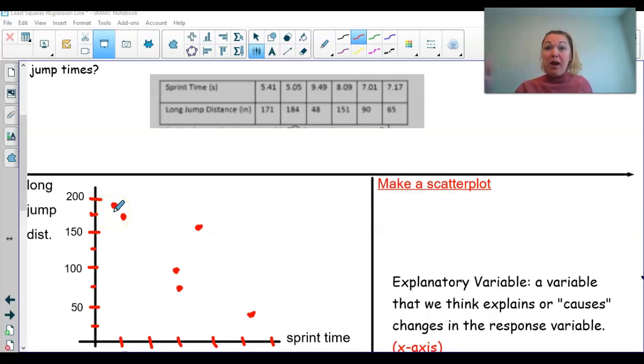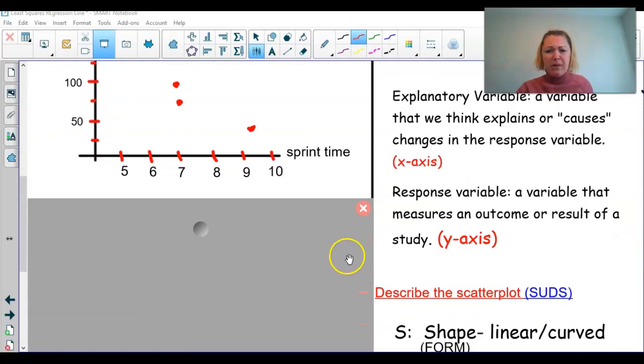What should we have learned so far? How to make a scatter plot, what is an explanatory variable, and what is a response? And sometimes it's not clear. If you have questions, just let me know. This one's hopefully pretty clear.